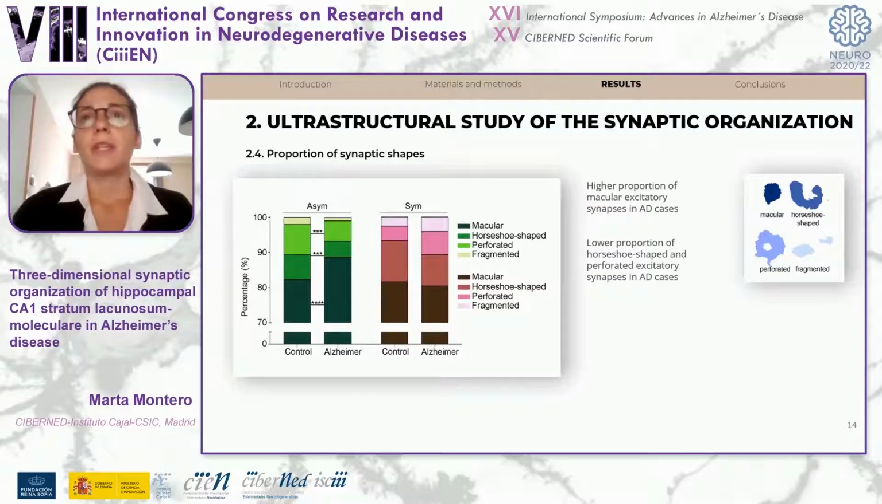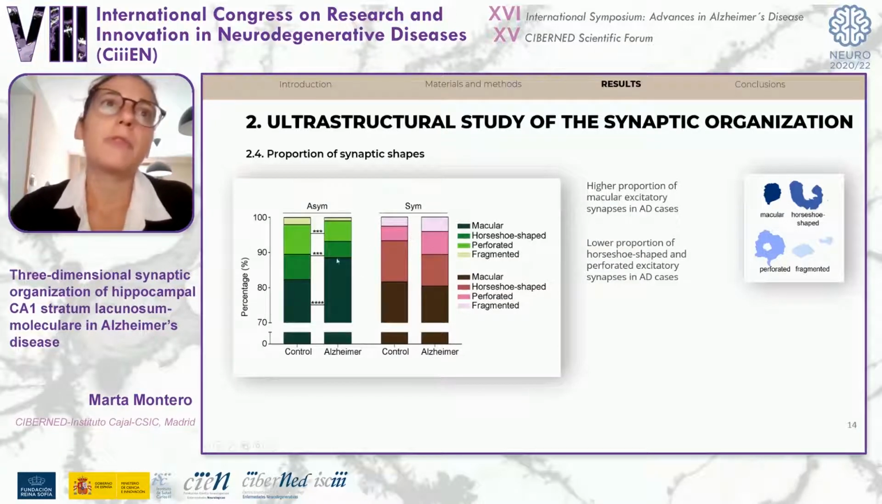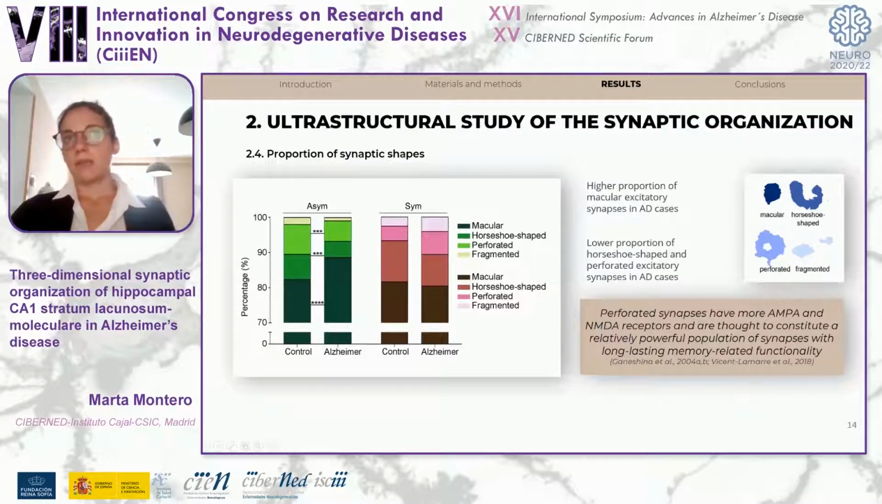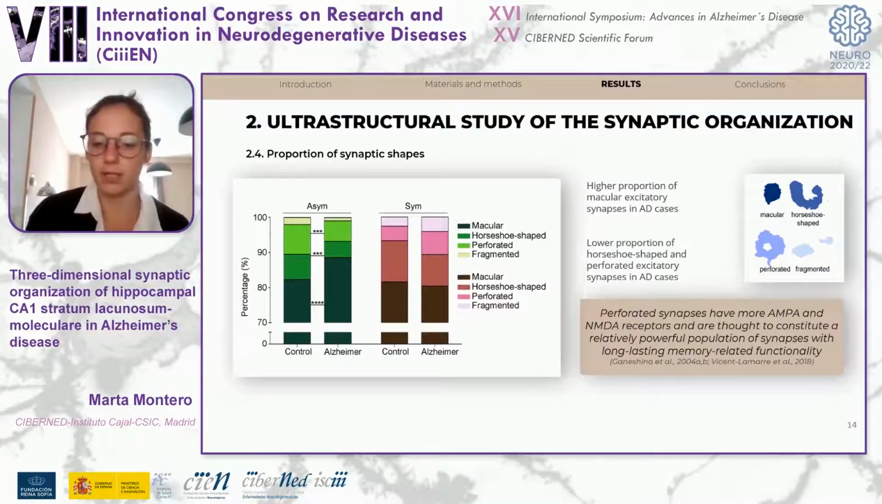Regarding the different synaptic shapes, we observed a higher proportion of excitatory synapses with macular shapes and a lower proportion of excitatory synapses with more complex shapes. So this synaptic alteration may also have a functional implication, since perforated synapses are known to have more AMPA and NMDA receptors, and are thought to constitute a relatively powerful population of synapses with long-lasting memory-related functionality.